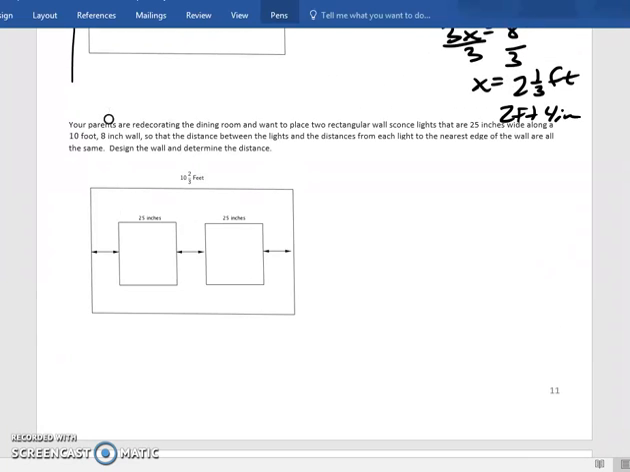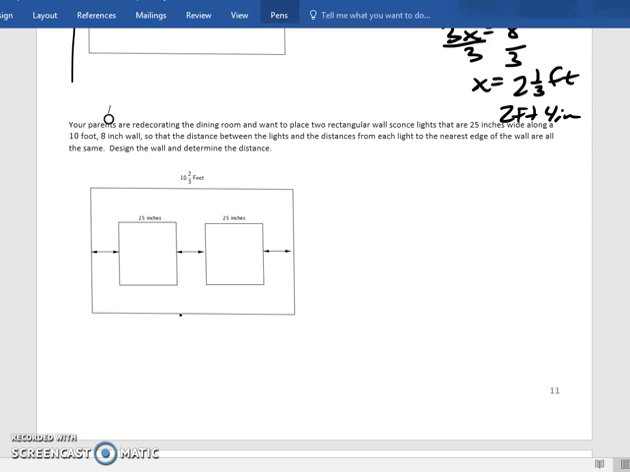Ooh, all right. Your parents are redecorating the dining room now. They want to place rectangular wall sconce lights. These are just lights that are actually on the wall. They're not suspended from the ceiling. A lot of times they look like candles. Very nice. They're 25 inches wide along a 10-foot, 8-inch wall. So the distance between the lights and the distances from each light to the nearest edge of the wall are all the same. Okay, so we've seen this before.